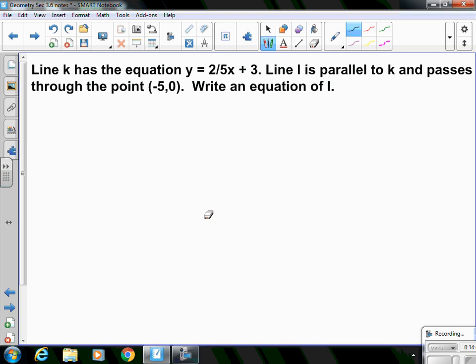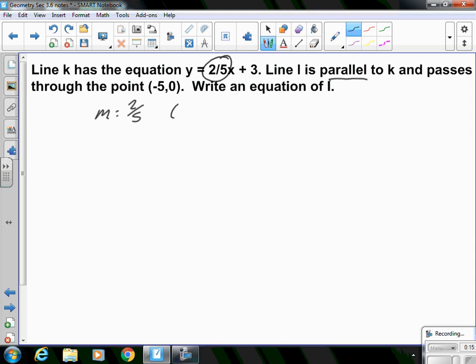Alright, so line K has the equation y equals 2/5 x plus 3. Line L is parallel to K and passes through the point (-5, 0). Write an equation of L. Alright, so since it tells us that they are parallel, we know that they have to have the same slope, right? And so the slope for K is the m value in front of the x, which is 2/5. So we know our slope of L is going to be the same. It's going to be 2/5.